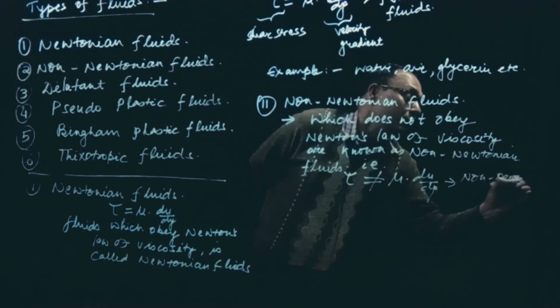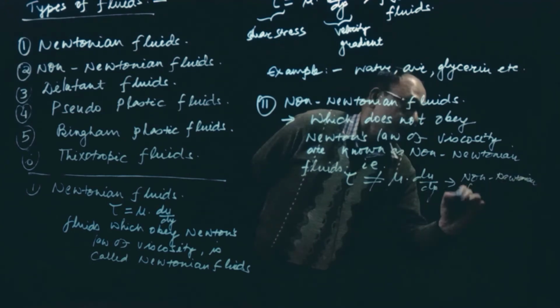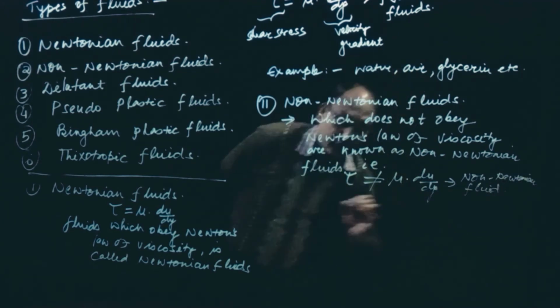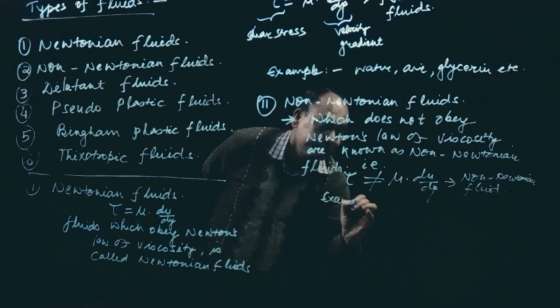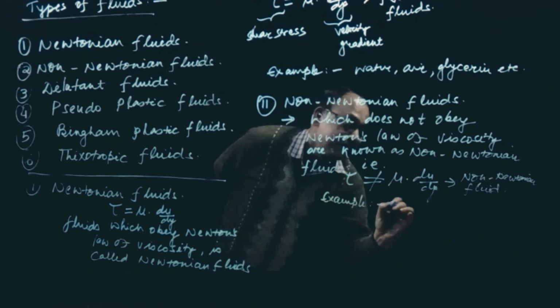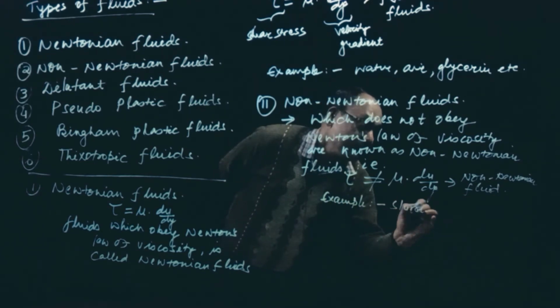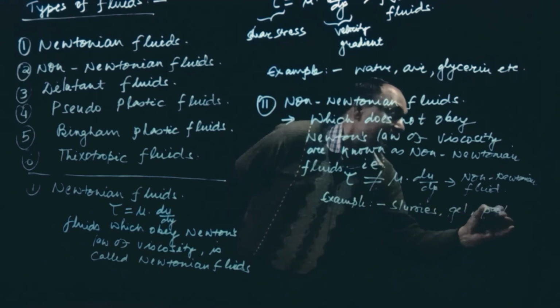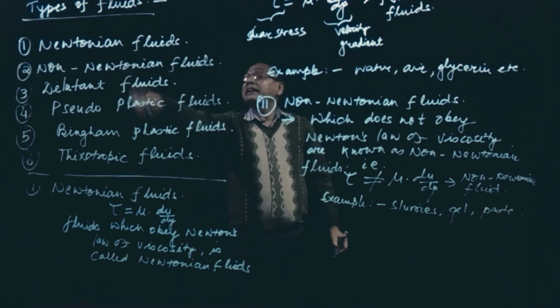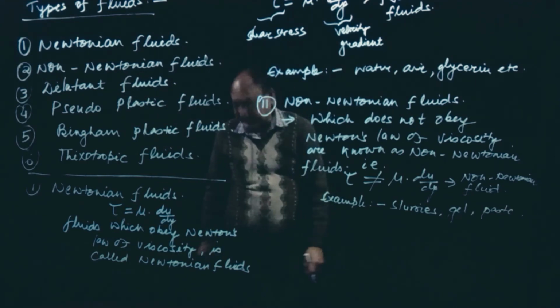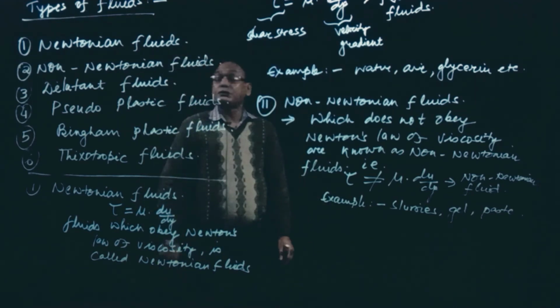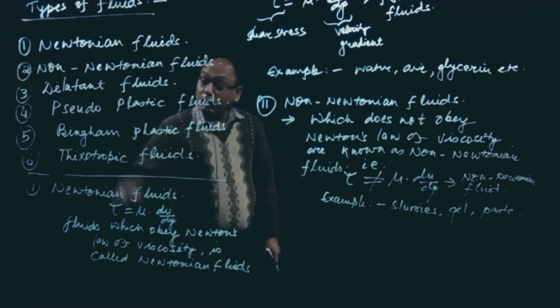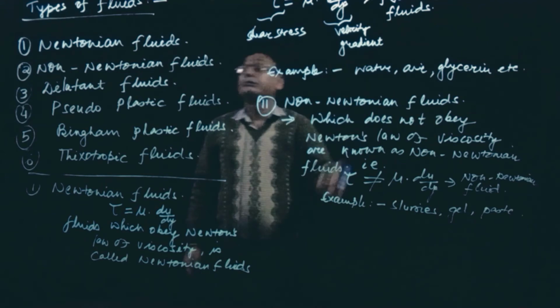For example, we can take slurries, gel, paste, etc. The other fluids, like dilatant fluid, pseudoplastic fluid, Bingham plastic fluid, and thixotropic fluids, are all types of non-Newtonian fluids only.